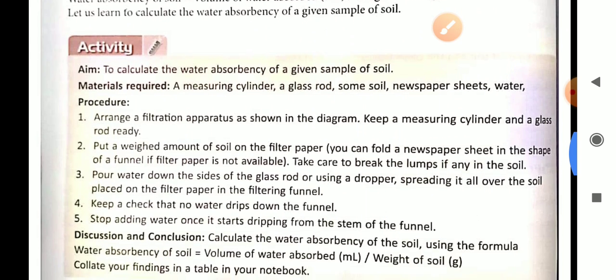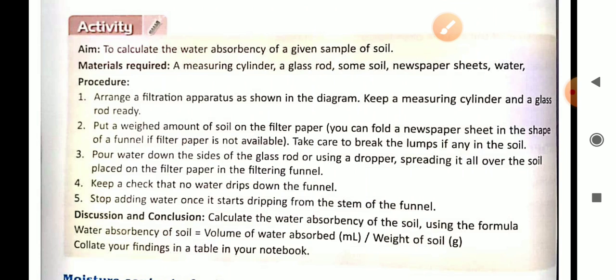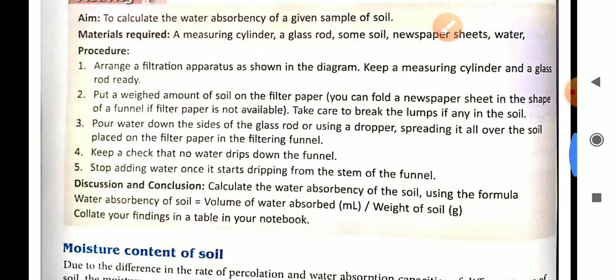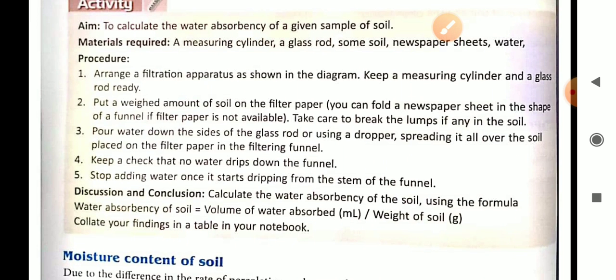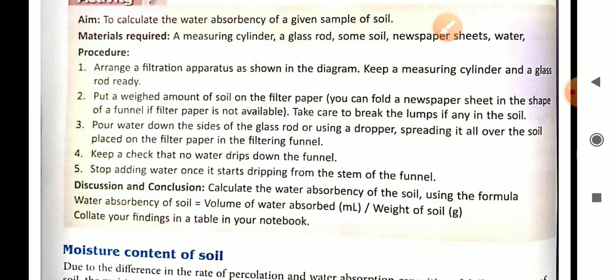Now an activity to calculate the water absorbency of a given sample of soil. Here materials required are measuring cylinder, a glass rod, some soil, newspaper sheets, water. Procedure, that means how we will do the activity. Arrange a filtration apparatus as shown in the diagram. It is written here, but the diagram is not given in your book. So I will give you the diagram.